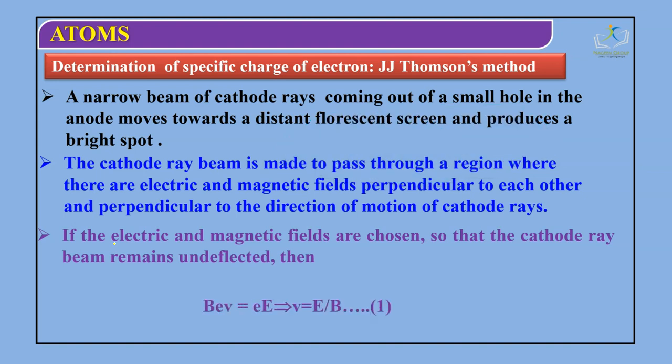Using this, the formula is created: BeV equals eE, where B is the magnetic field, e is the electron charge, V is the velocity of the particle, and E is the electric field. From here we conclude that V equals E by B.